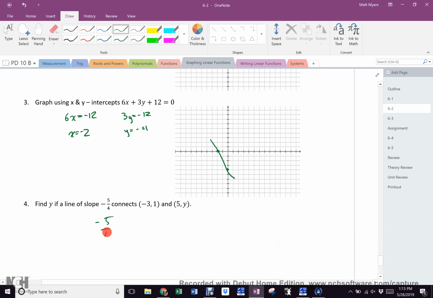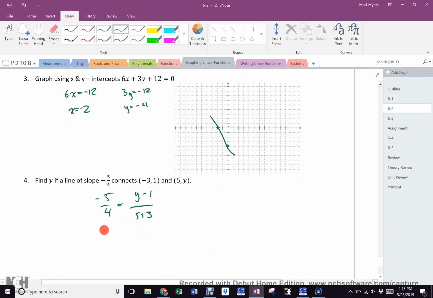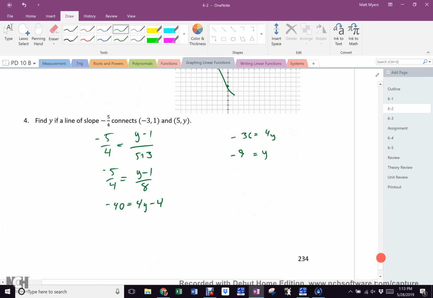Negative 5 over 4 equals y minus 1 over 5 plus 3. Negative 5 over 4 equals y minus 1 over 8. Negative 40 equals 4y minus 4. Negative 36 equals 4y. Y equals negative 9. Any questions on page 234?